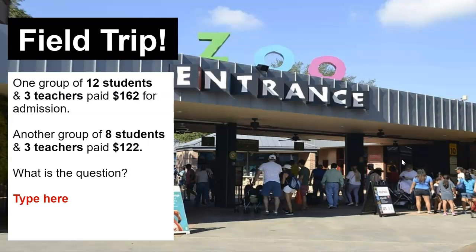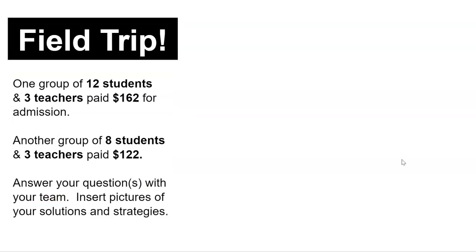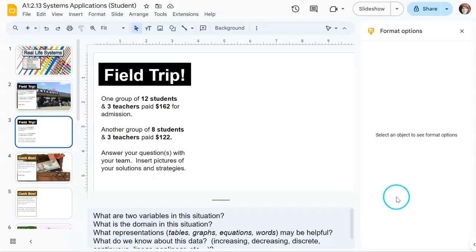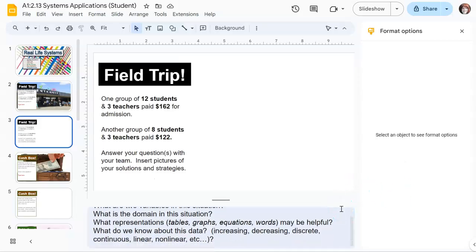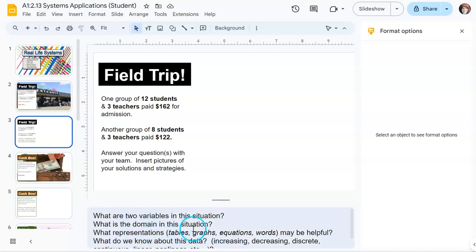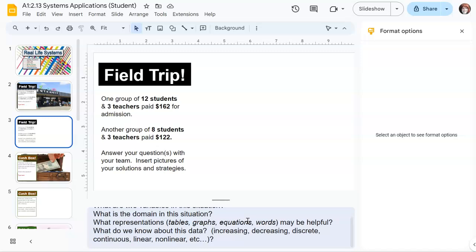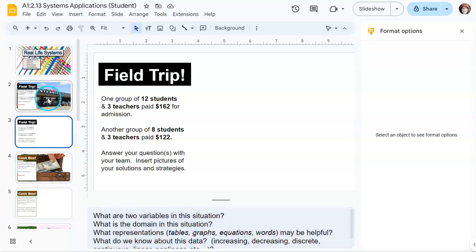Now, I do have them go further than just solving a system. I do have them question whether this payment plan is fair. Is this not fair? So we're going to do a little more than just solve systems. And here's some things I put down here. What are the 2 variables? What is the domain? What is the range? What do we know about our data? So we're going to ask all that.